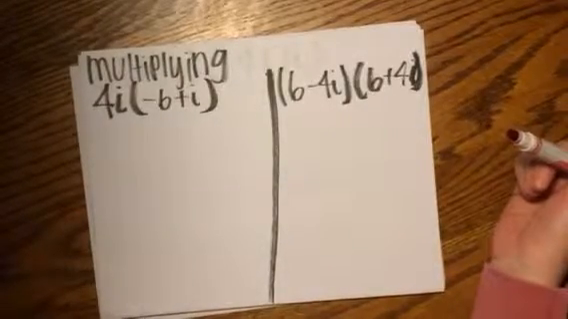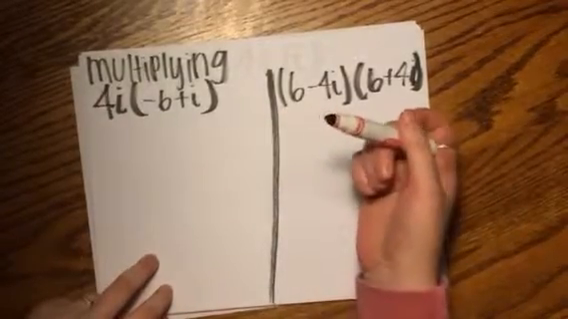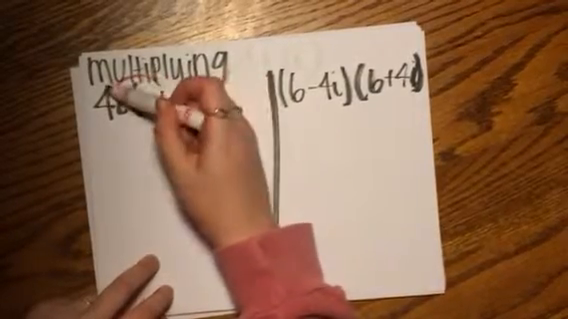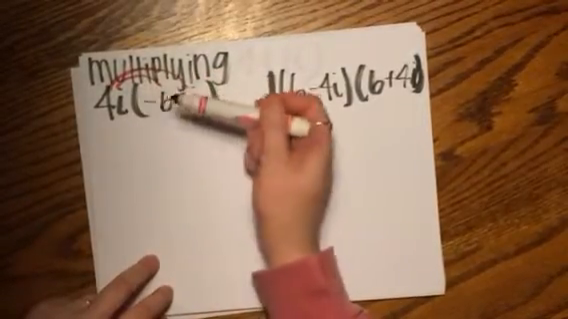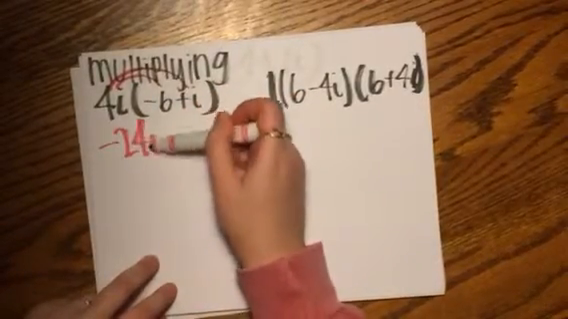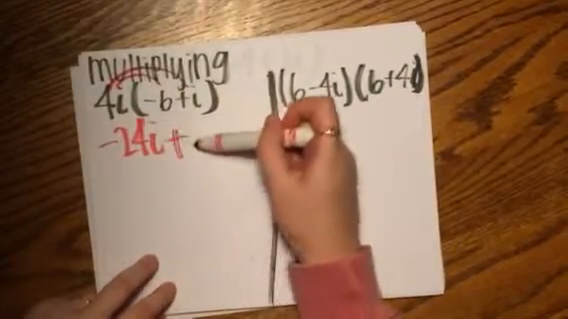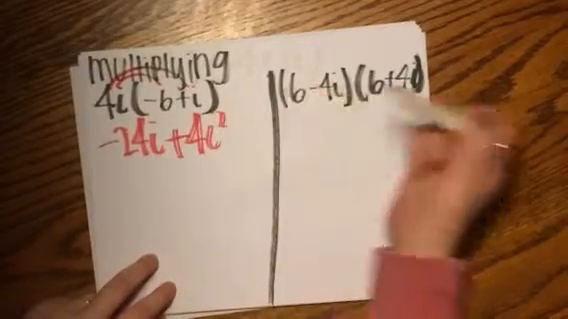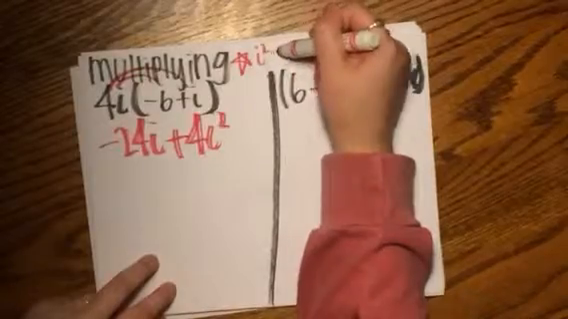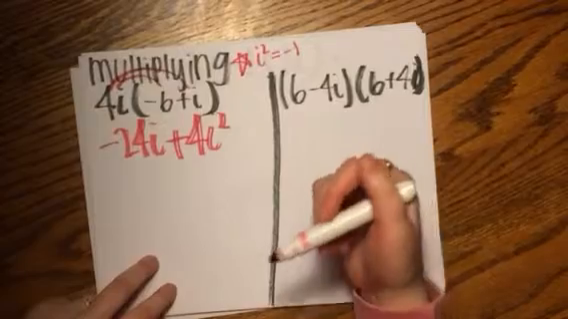Okay, so for multiplying complex numbers, we just use the distributive property. So we're just going to distribute this 4i to both of these numbers here. So 4i times negative 6 gets us negative 24i. 4i times i gets us 4i squared. And remember, i squared is always equal to negative 1.